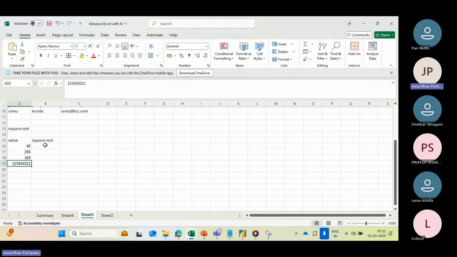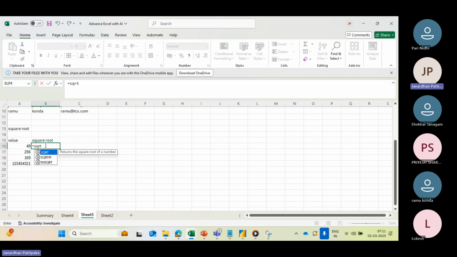So in order to find the square root, there is one function we call sqrt, the square root function. Just type equals sqrt. You will get the sqrt function over here. Press tab. Now you mention that value. Instead of typing the value, just click the cell and close the bracket. Once you close the bracket, click enter. You will get the square root of 49 as 7.